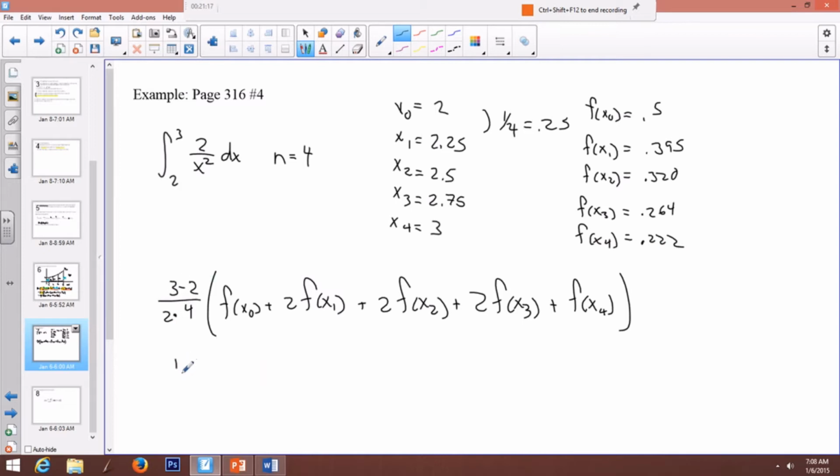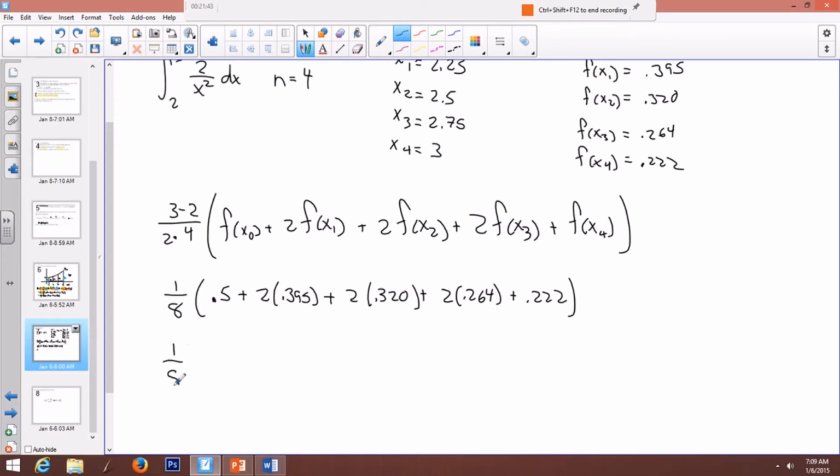So doing this calculation, I get 1 over 8, and then 0.5 plus 2 times 0.395 plus 2 times 0.320 plus 2 times 0.264 plus 0.222. All right, so 1/8 times, and I'm just going to calculate this expression here real quick: 0.5 plus 2 times 0.395 plus 2 times 0.320 plus 2 times 0.264 plus 0.222.